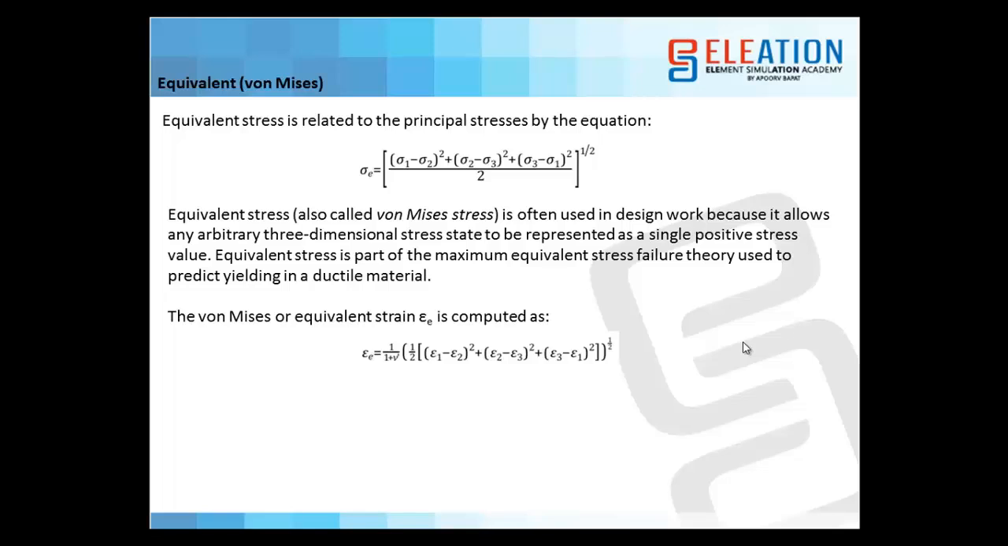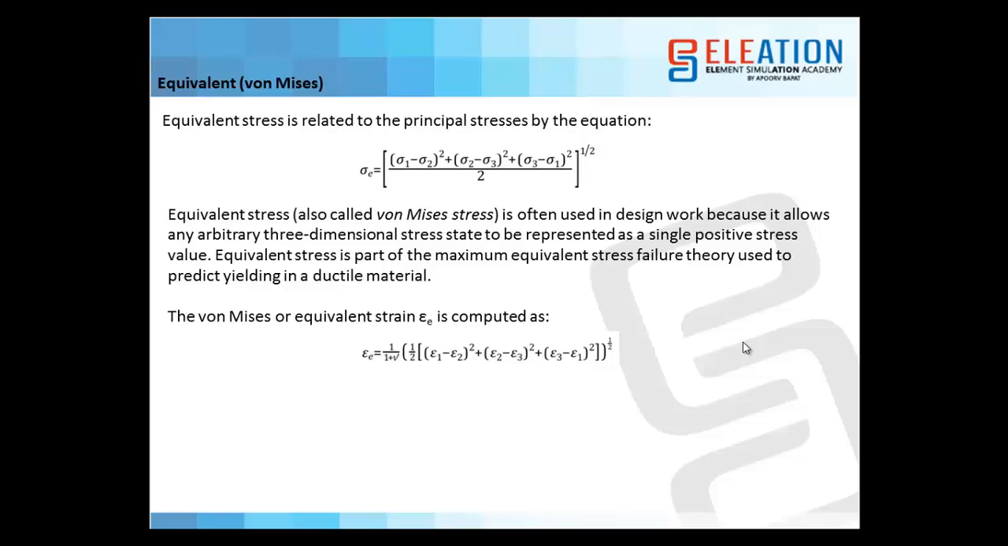Then we see von Mises stresses as the output for static structural analysis. Equivalent stress is related to the principal stresses by this equation. Equivalent stresses, also called von Mises stresses, are often used in design work because they allow any arbitrary three-dimensional stress state to be represented as a single positive stress value. So instead of seeing these values individually and combining them all, we use von Mises stresses, which cover the individual directional stresses and combine them with this equation to give us the equivalent von Mises stress.